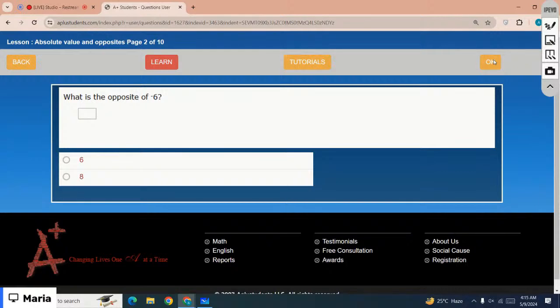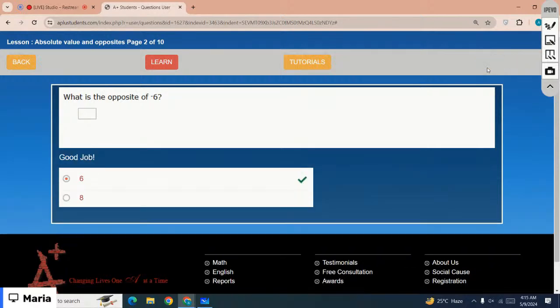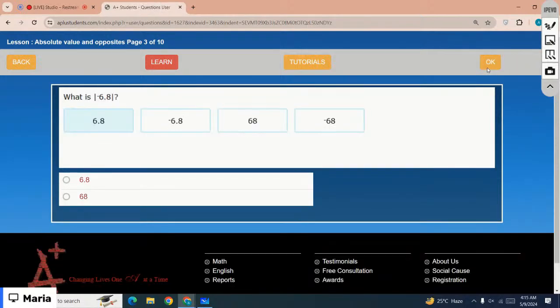What is the opposite of negative 6? So, opposite means if the number is negative, the opposite is positive. Exactly the same number with the opposite sign, right? 6 it is. What is the absolute value of negative 6.8?